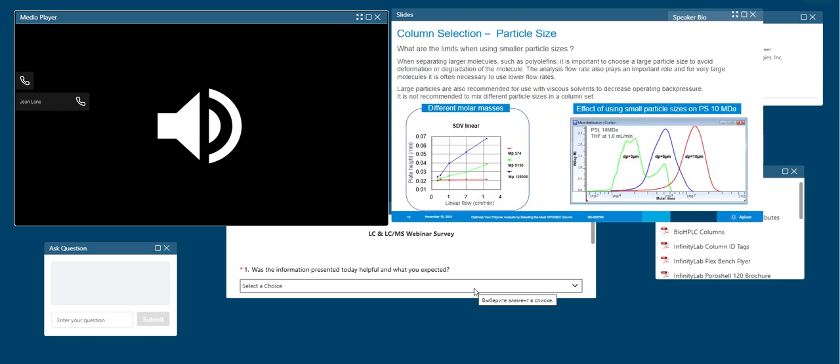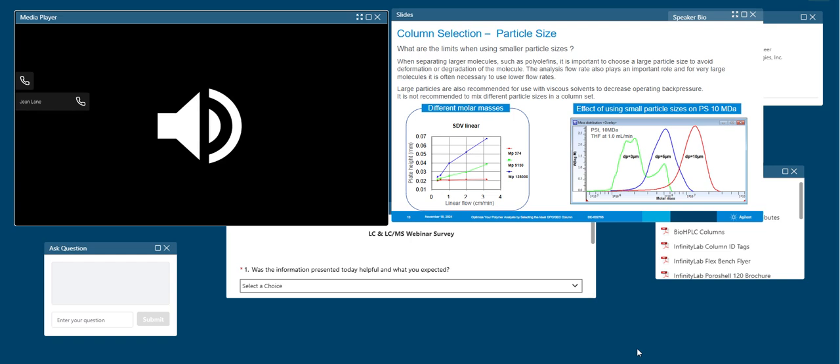A question that is sometimes asked is what are the limits when using smaller particle sizes? Certainly there are times when this could be an issue. For large molecular weight samples, for example polyolefins, the problem with using a small particle for these very large molecules would be that you could deform or possibly shear the molecule, causing degradation or breakdown. To avoid this, a large particle packing is recommended.